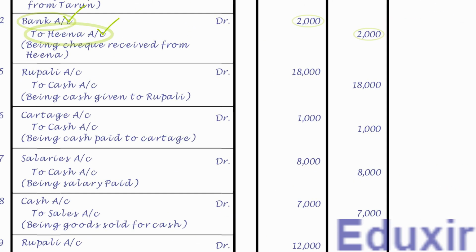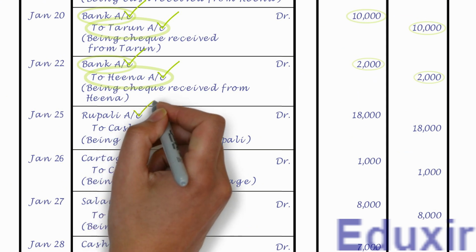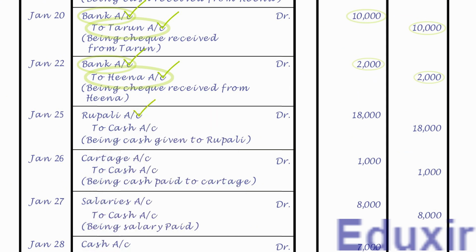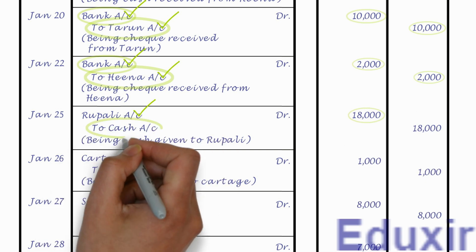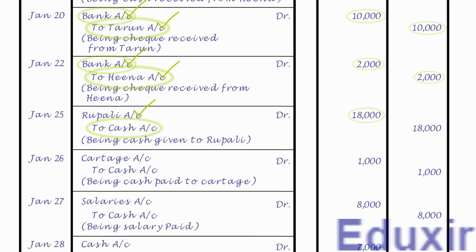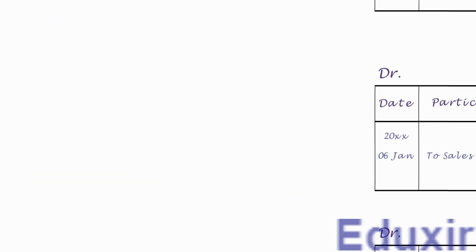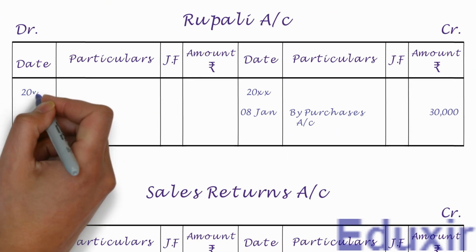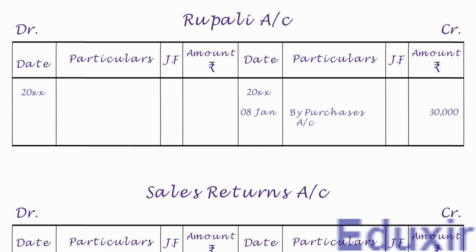As the name suggests, it needs to be posted on the debit side of Rupali account and the debit amount is 18,000 rupees. Note that the details that need to be posted into the particulars column is cash account. We already have Rupali account. Let us now post this entry into that account. As this is the first entry on the debit side, let us first write the year in the date column. Let us then write the date.